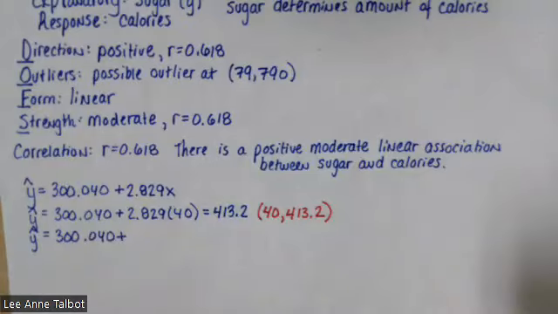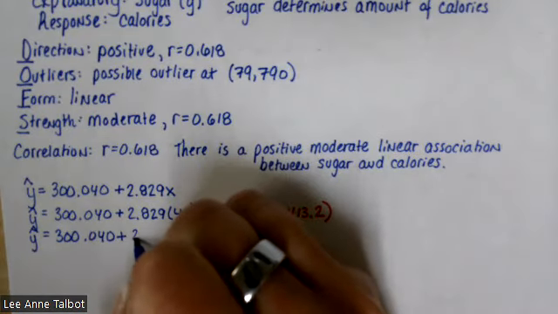Now what is the number on the very far right of the x-axis? 140.